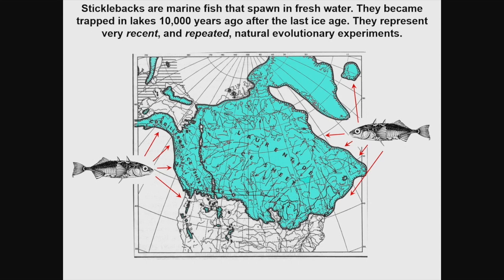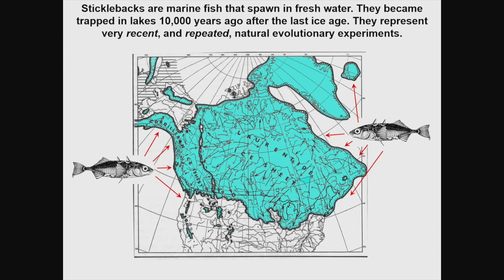Now, these are little marine fish that spawn in fresh water. And only 10,000 years ago, as you know, North America was covered in ice because of the ice age. And as the ice receded, these populations became entrapped in lakes. And so each lake has a different population, and it was only 10,000 years ago, so they can still interbreed, and so it's a very good material to study.